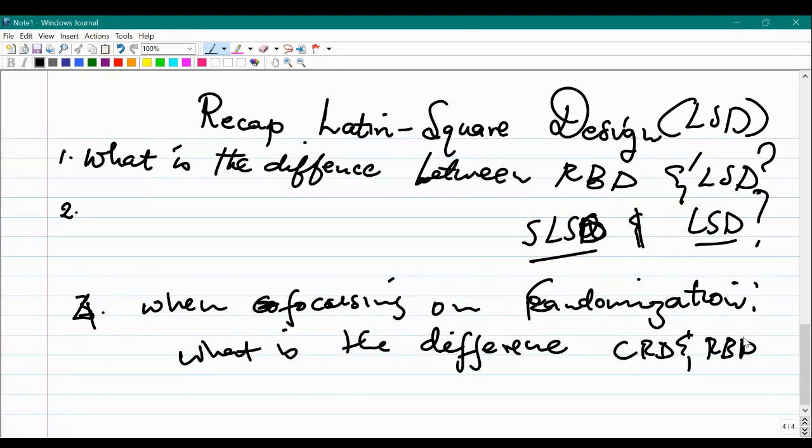How do you apply randomization when you are dealing with CRD? And how do you apply randomization when you are dealing with randomized block design? These are the questions. Let's go, guys. Remember, when you come up with an experiment, guys, this is what you do.